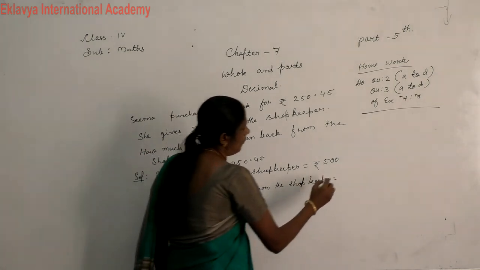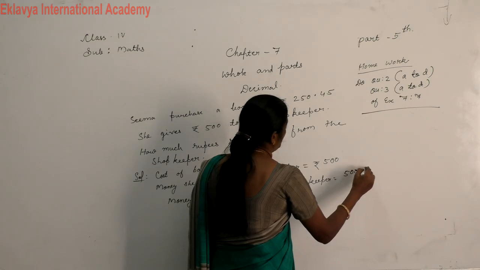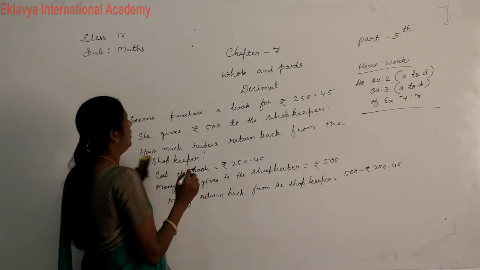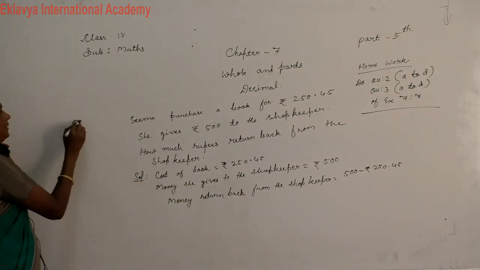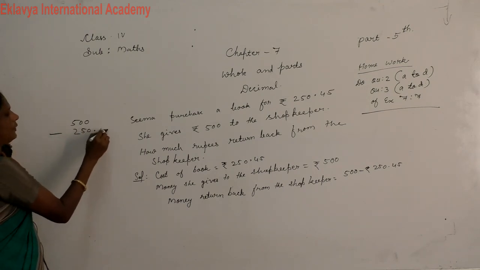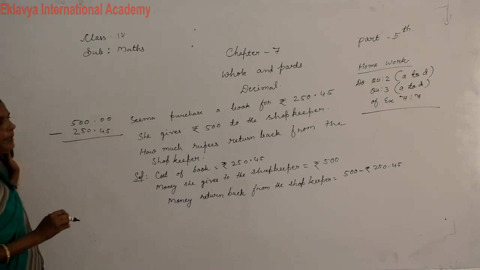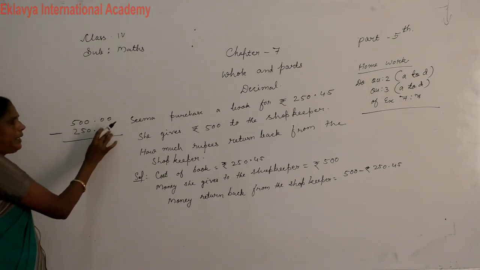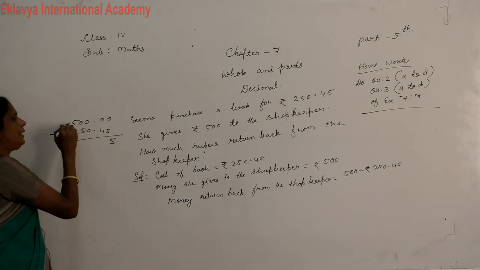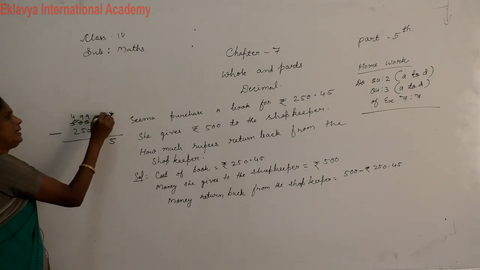is equal to 500 minus rupees 250.45. Here we write 500 minus 250.45. There is no decimal place here. You put it, then subtract this number. Then 5 take away from 0. Is this possible? No. You take borrow: here 9, here also 9, here also 9, here 10.